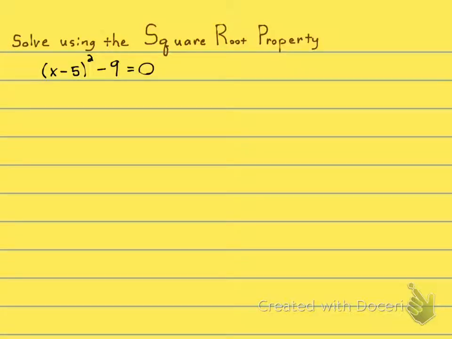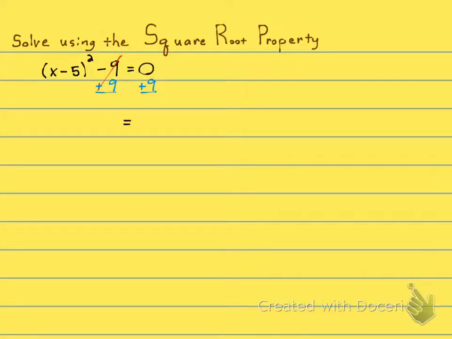All right, I need to use the square root property. And this thing's kind of interesting. I know that to use the square root property, I need to get my square by itself. So I need to get rid of this minus 9. And how do you get rid of a minus 9? Add 9 to both sides. That way, negative 9 plus 9 is 0, so it's gone.